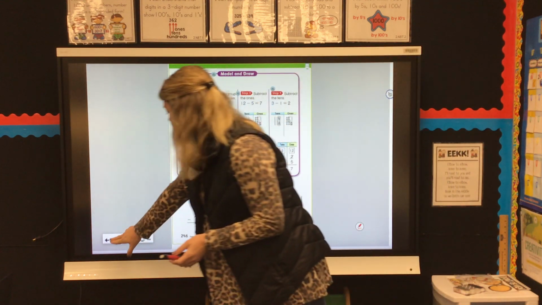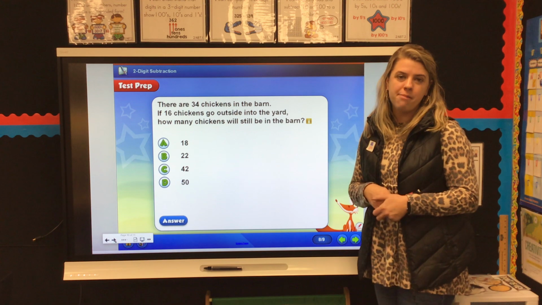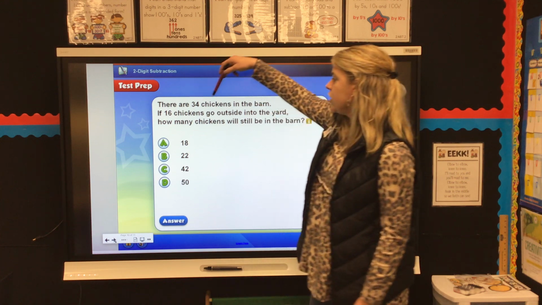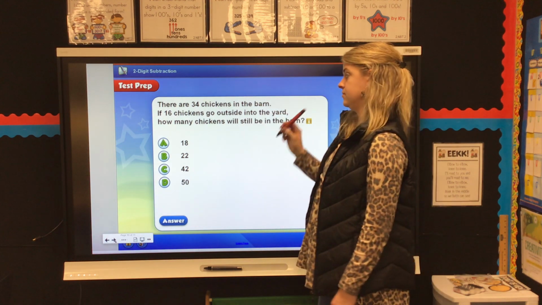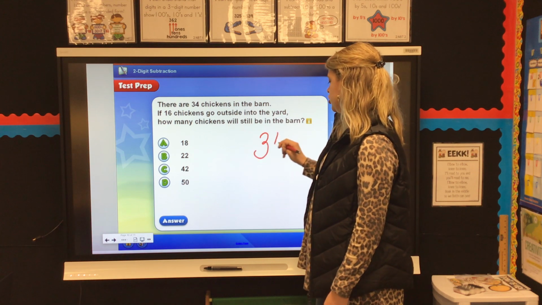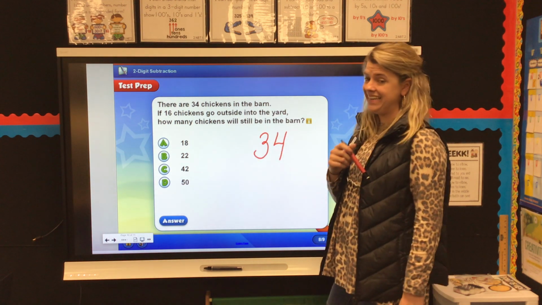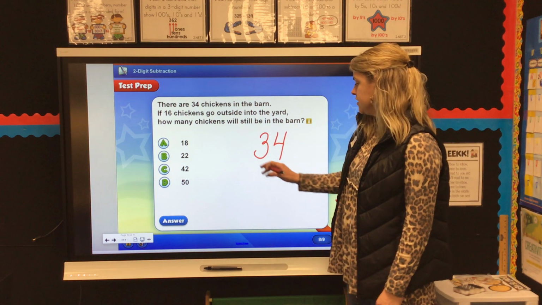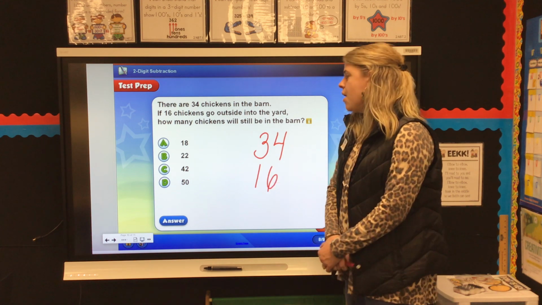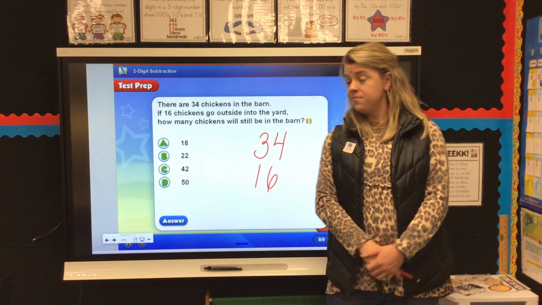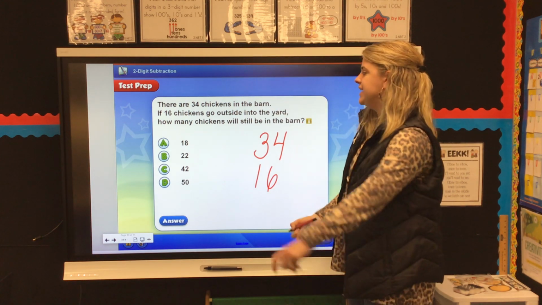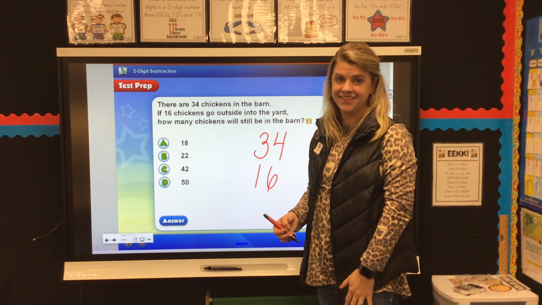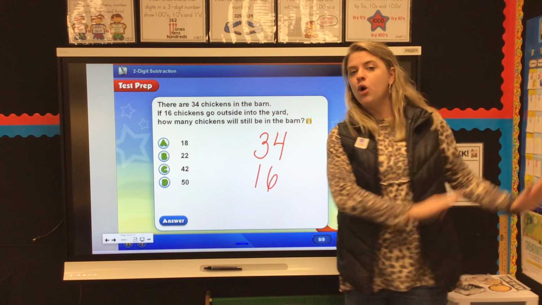All right, we are going to move on to our next page, which we're going to do one more problem by yourselves, but we're going to kind of set it up together. All right, there are 34 chickens in the barn. If 16 chickens go outside into the yard, how many chickens will still be in the barn? Okay, so I know I have 34 and I have 16. But what am I going to do with those numbers? 34 chickens are in the barn and 16 go outside. Am I adding or subtracting? Subtracting, right? Because if they go outside, they leave.